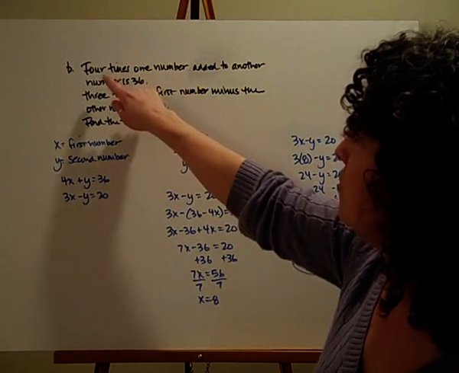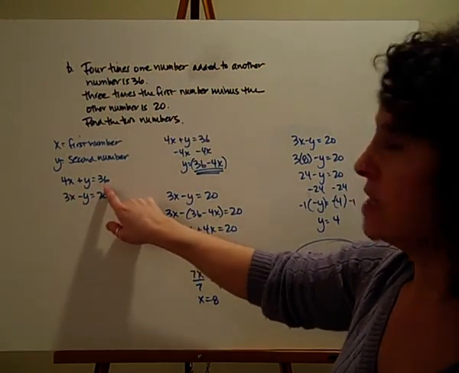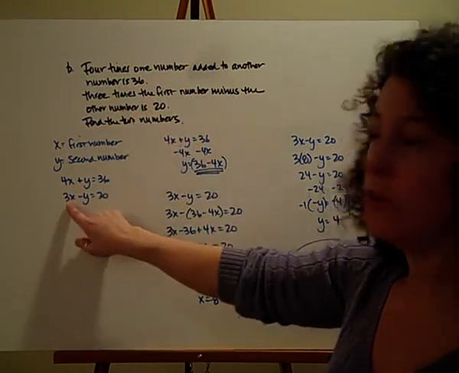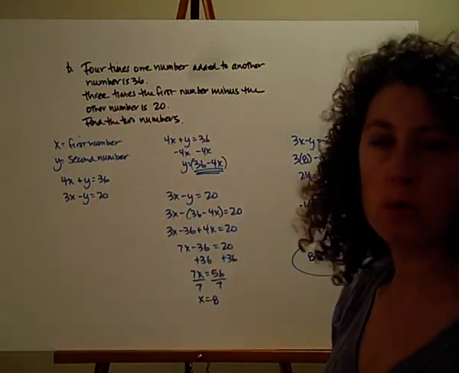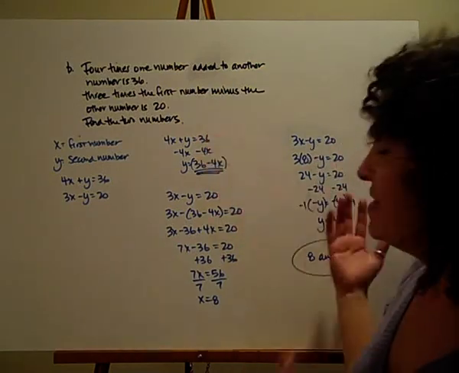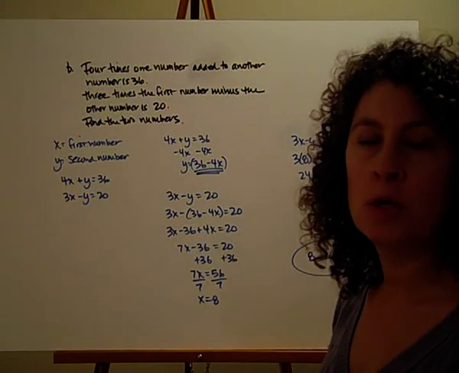So my first sentence, 4 times one number added to another number is 36. So 4x plus y equals 36. 3 times the first number, 3x, minus the other number, minus y, is 20, equals 20. So there are my two equations. So again, I'm going to go through those 4 steps. I haven't labeled them 1 through 4. You don't need to, but you want to think about those 4 steps as we use substitution.